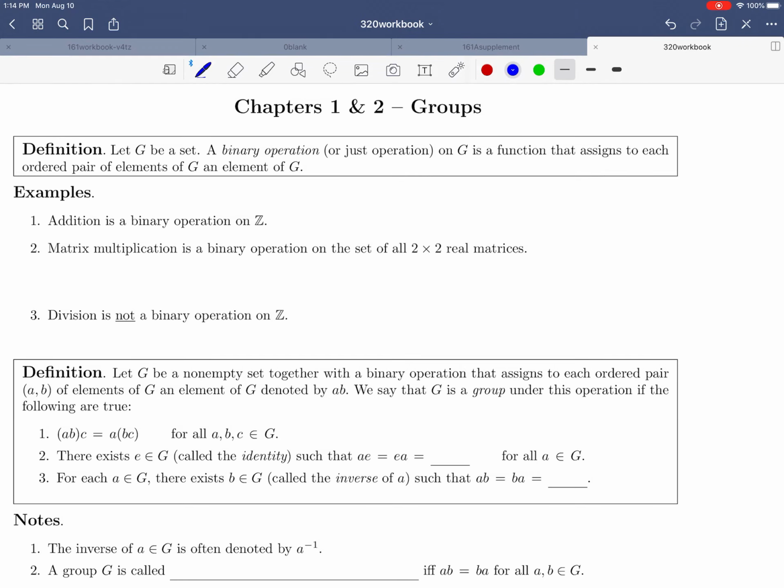Welcome to chapters 1 and 2. In this chapter, we are going to talk about groups, and groups is the first big topic in abstract algebra, in our abstract algebra course. We will be talking about this for weeks and weeks.